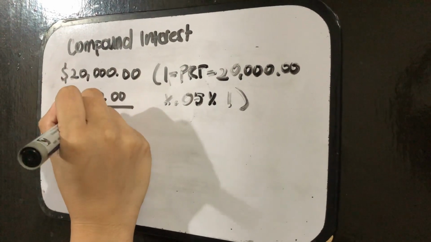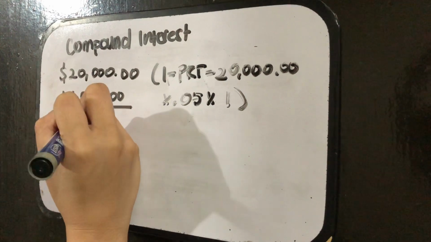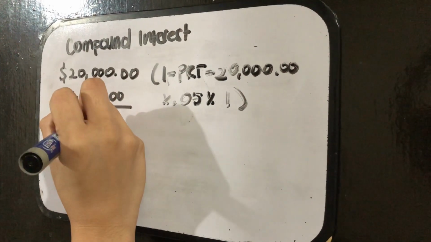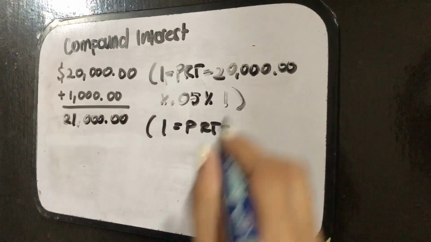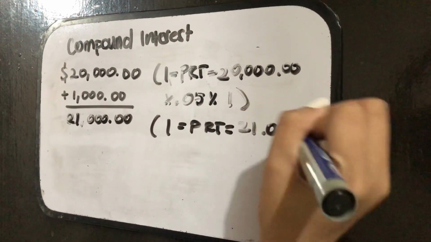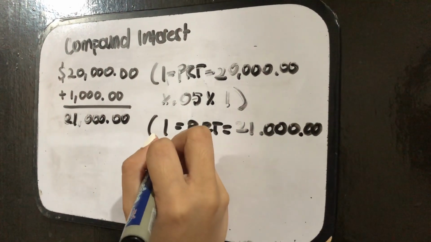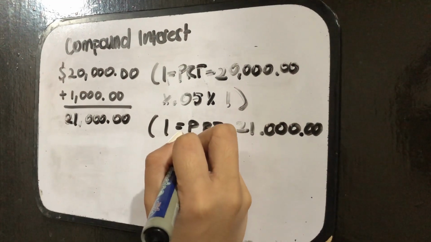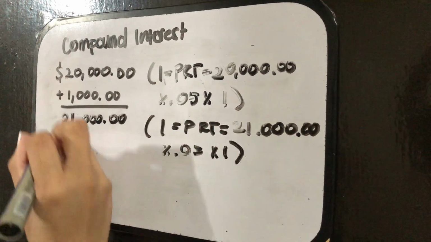I equals PRT equals 20,000 times 0.05 times 1. So, ang magiging sagot dyan is yung 1,000. Then, ipagpa-plus yung 20,000 sa 1,000. Then, ang magiging sagot ay 21,000.